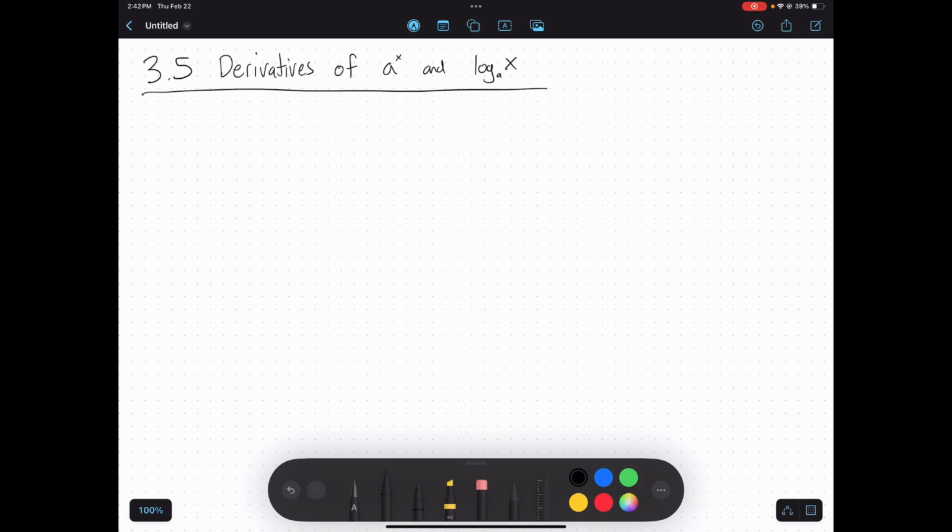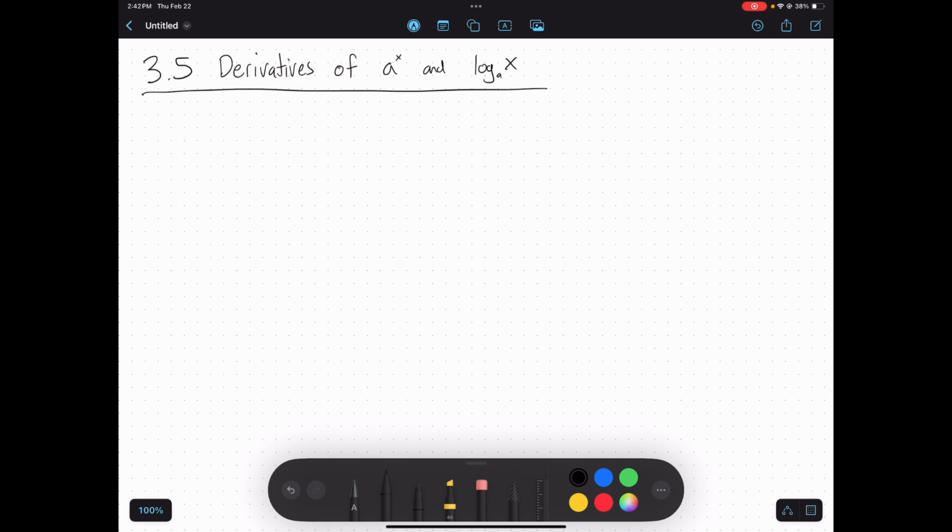In this video, we get to talk about how do I take derivatives if my base isn't e? Because up to this point, all the derivatives we've been doing are base e, right? E to some power, or log base e, natural log. What's my derivative of natural log of something? So today in this video, we're going to focus on how I take the derivative if my base isn't e.